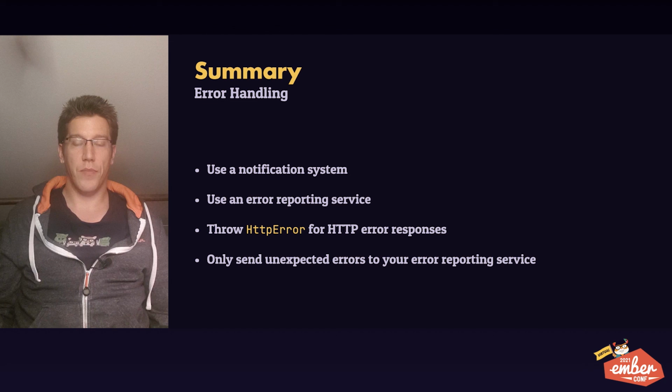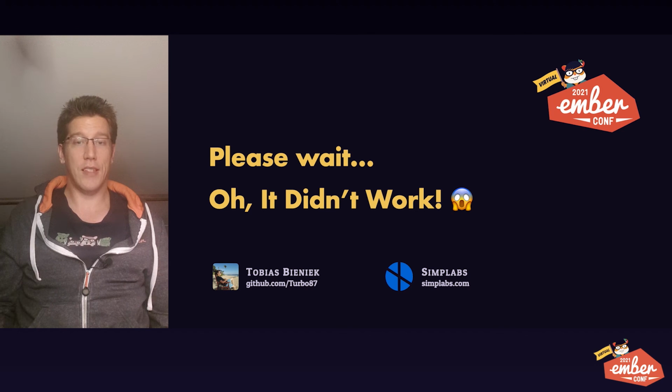To summarize, I recommend to use a notification system to make displaying errors easier for yourself. You should also use some kind of error reporting service to not run blind in production. When dealing with fetch, it can be useful to throw custom error classes like our HTTPError here. And finally, you should only send actionable errors to your error reporting service. And that's it. Thanks for listening, and I hope it was useful to you.